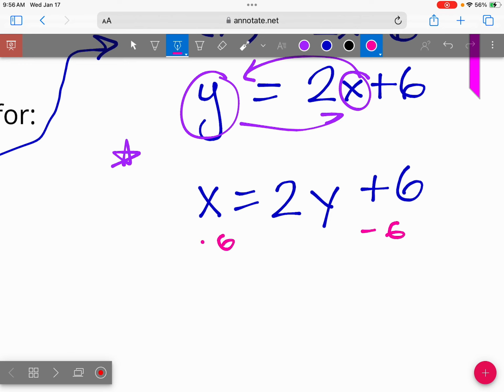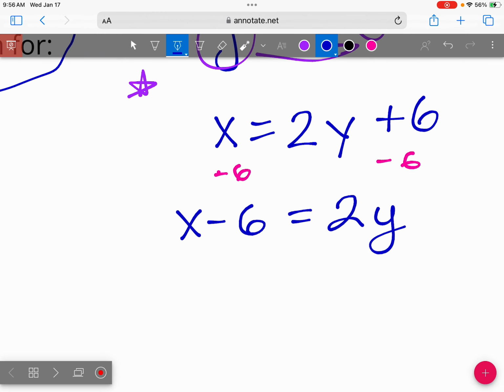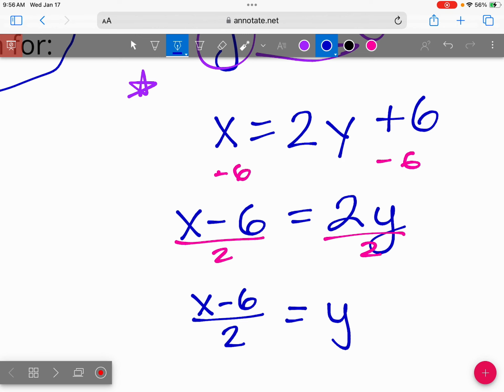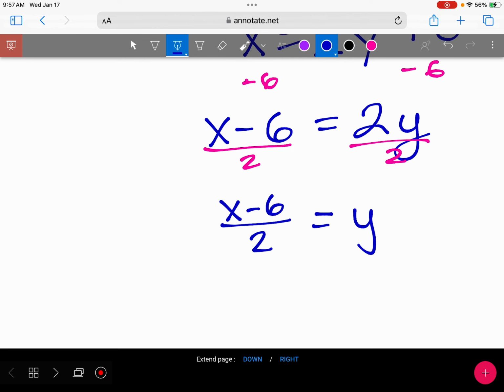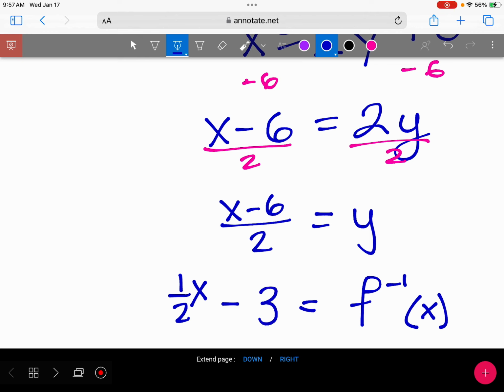Subtract that 6 from both sides, so that we get x minus 6 equals 2y. Then what? Divide by 2 to everybody. So we're going to have our y equals, and you can either write it as x minus 6 over 2. Or when we put it in our inverse function notation, f minus 1 of x, you can split it into two fractions and do like 1/2 x minus 6 over 2, which is 3.